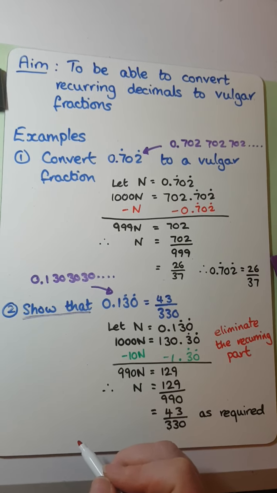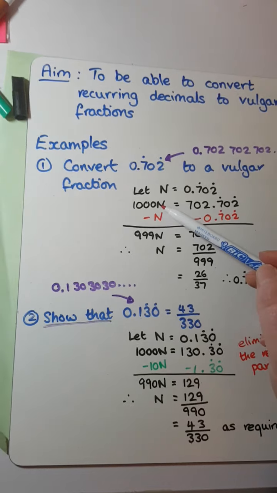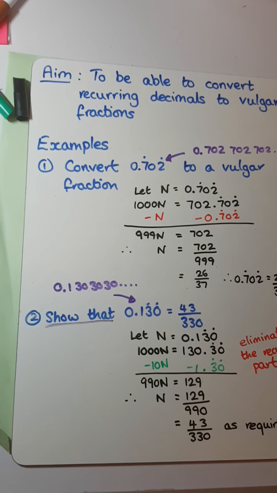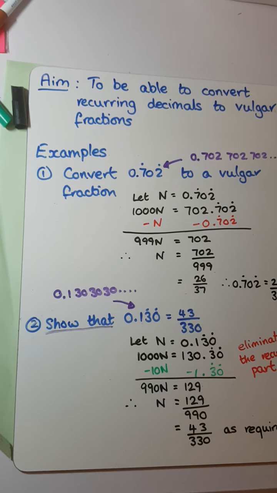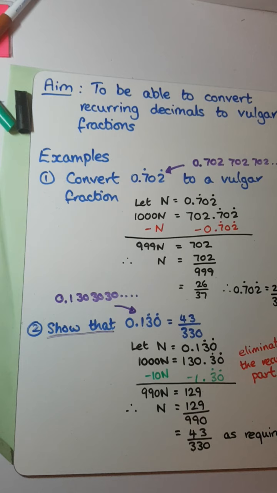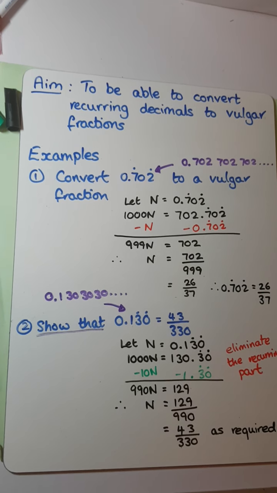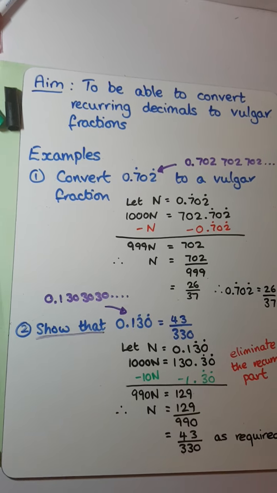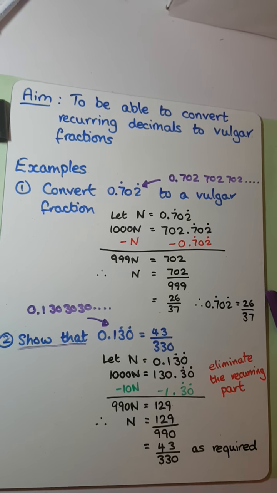Okay. The method is very similar. As I say, what you originally multiply it by will change. So if we'd had 0.72 recurring without the 0 in the middle, we'd have had 100n up here. If we'd had 0.7 recurring, we'd have had 10n equals 7.7 recurring. So it's important that you stop and think about that.